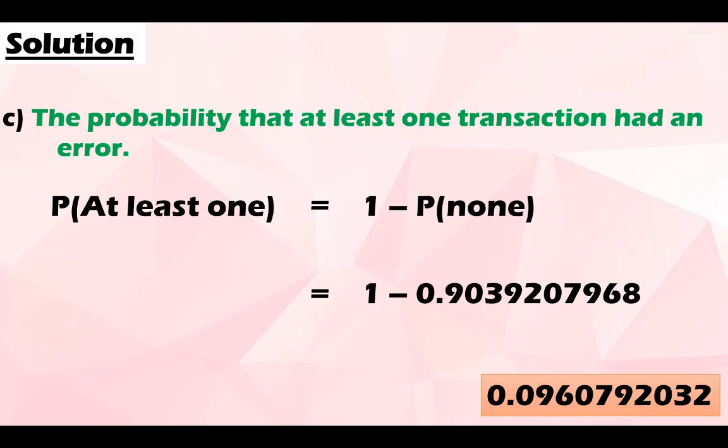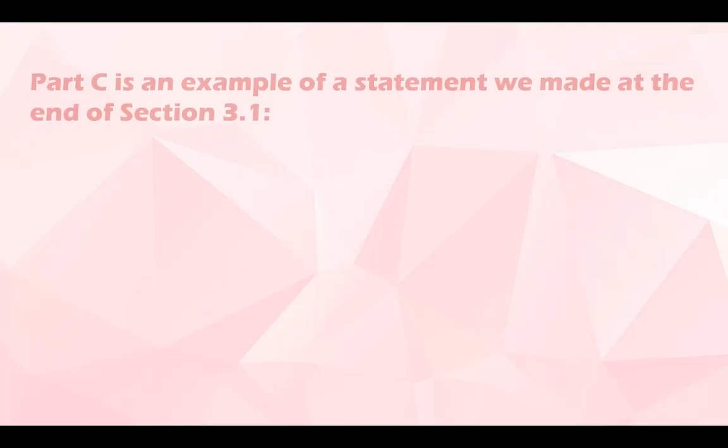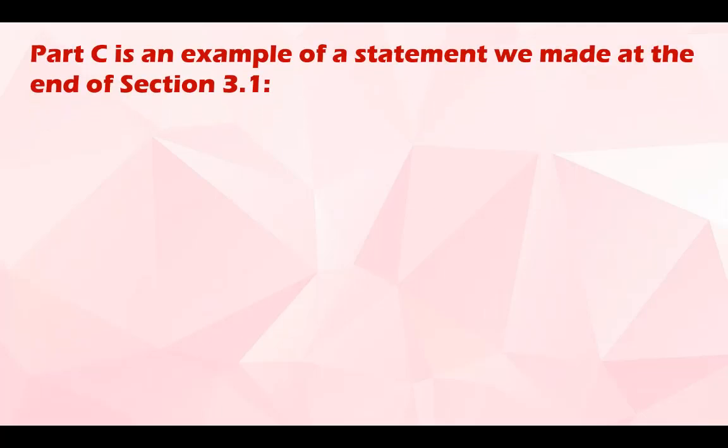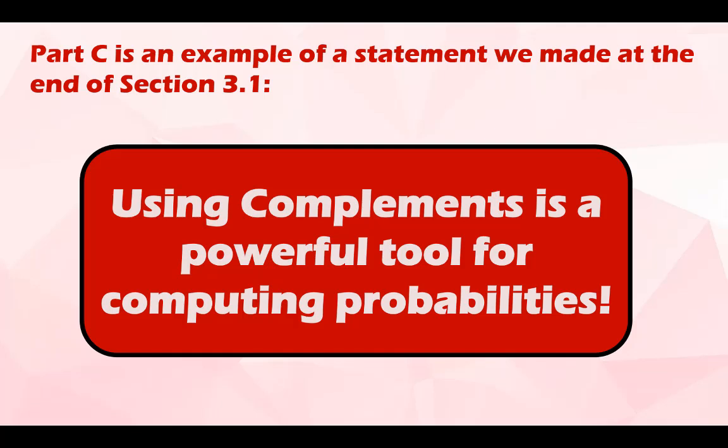So that brings us to our final note here for the section, and it's the same note that we saw at the end of section 3.1. Using complements is a powerful tool for computing probabilities. It just saved us from having to do 31 separate probability calculations, and instead we got to do 1 minus a single probability calculation. So that brings us to an end of section 3.2.